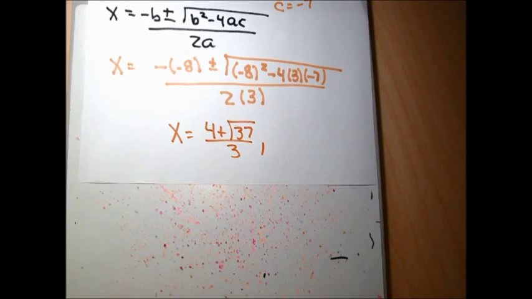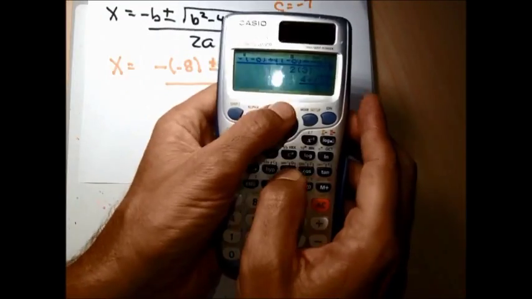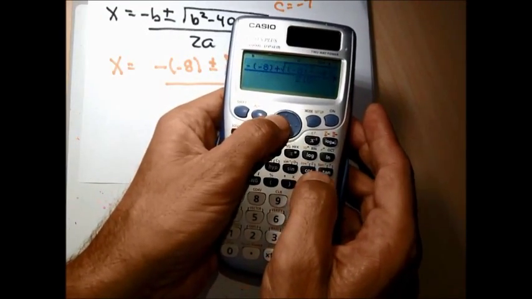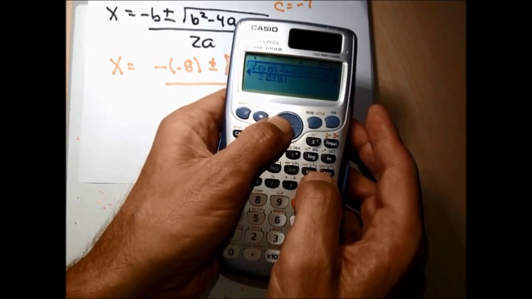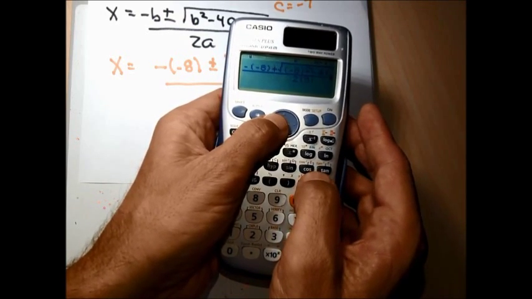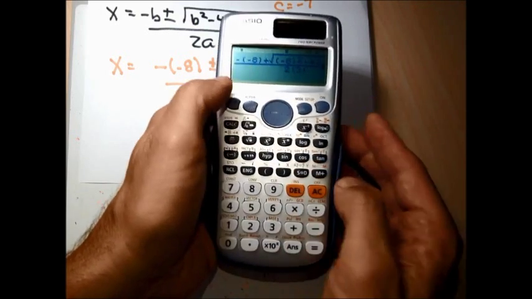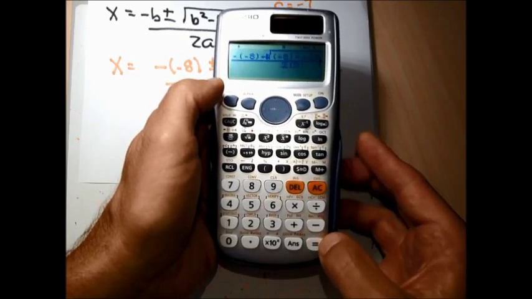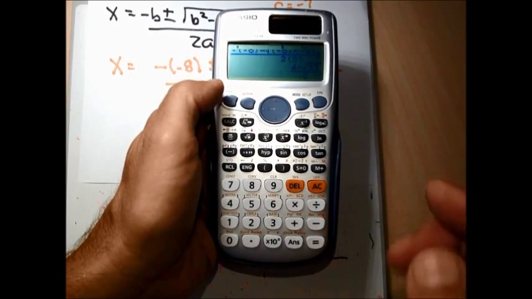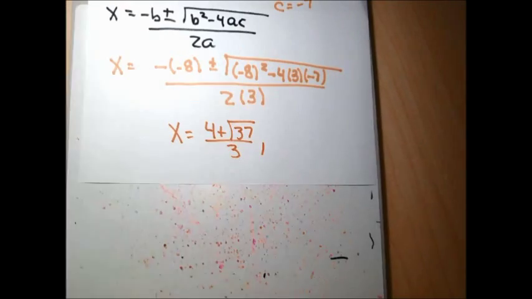Then the second one, I need to go back and change the plus sign in front of the square root to a minus sign. So I go right next to it, delete, make it a minus sign, and that answer is going to be 4 minus the square root of 37 over 3.